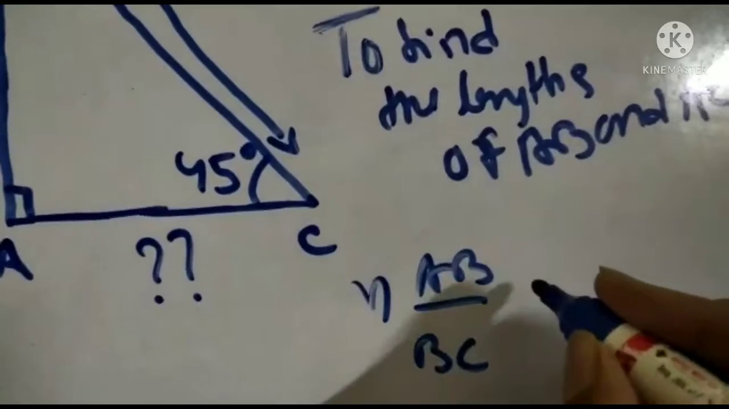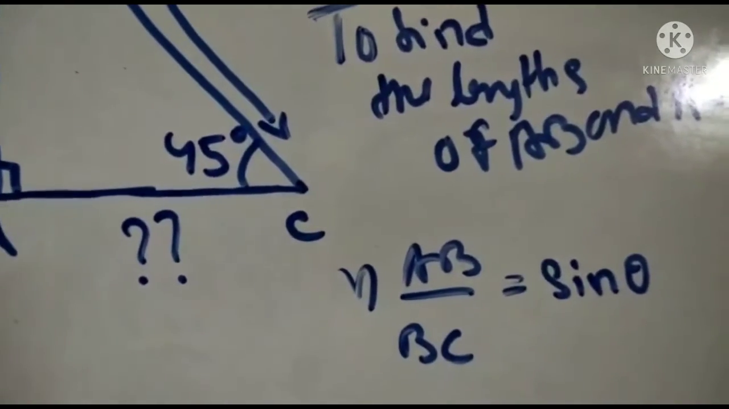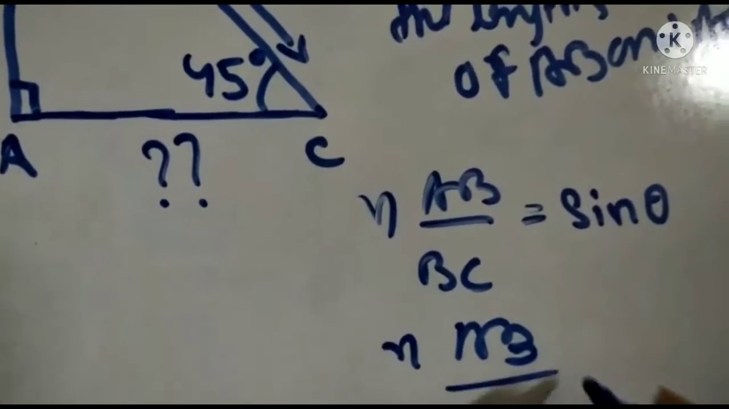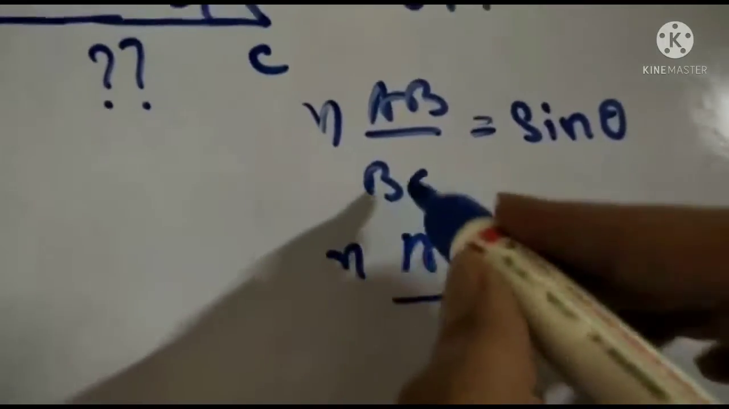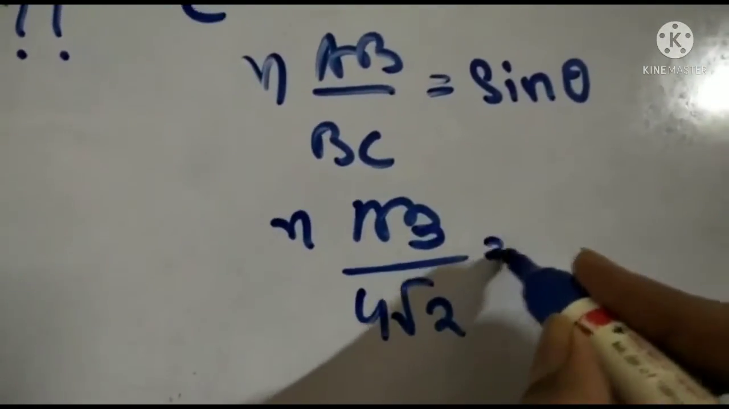So what do we know? Perpendicular by hypotenuse, this is our sine theta. Sine theta is perpendicular by hypotenuse. So from here, AB we don't know, so we write AB by BC, which we know is 4√2, and here sine theta.